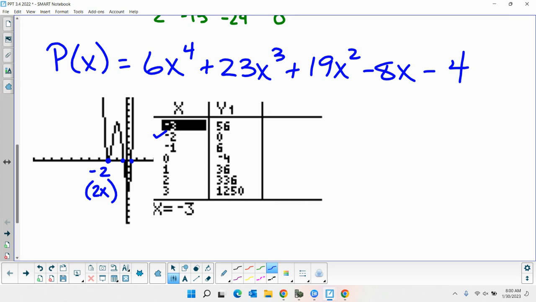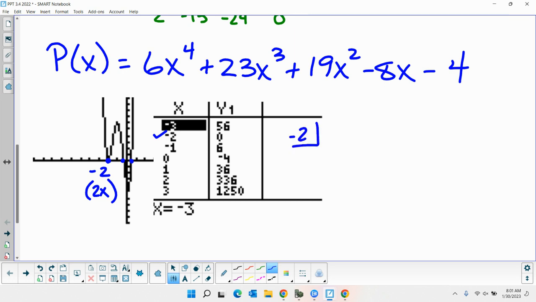All right, so according to our picture and our table, -2 is the only one that's a whole number. These are between 0 and -1. You can see a +6 at -1 and a -4 at 0. And between 0 and 1, because it goes from -4 to 36 for my y value, it goes through the x-axis again. And you guys can see that. All right. So I'm going to do the -2.